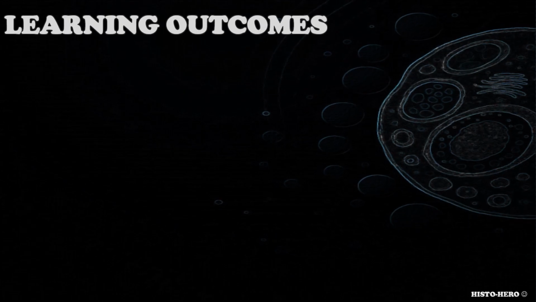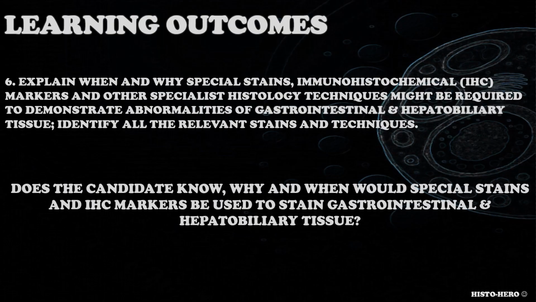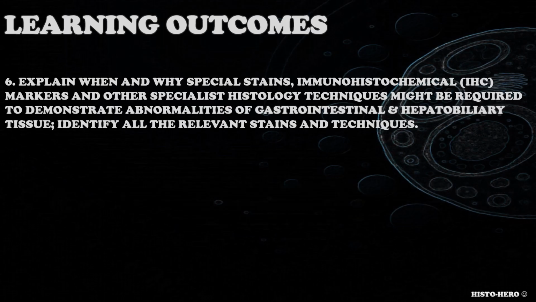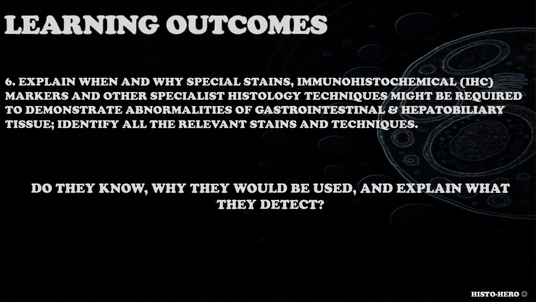The sixth learning outcome is, explain when and why special stains, IHC markers, and other specialist histology techniques might be required to demonstrate abnormalities of gastrointestinal and hepatobiliary tissue. Identify all the relevant stains and techniques. The candidate needs to explain the use of IHC and special stains in gastrointestinal and hepatobiliary tissue. Does the candidate know why and when special stains and IHC markers would be used to stain gastrointestinal and hepatobiliary tissue? Can they give examples of staining techniques used? Do they know why they would be used, and explain what they act on?